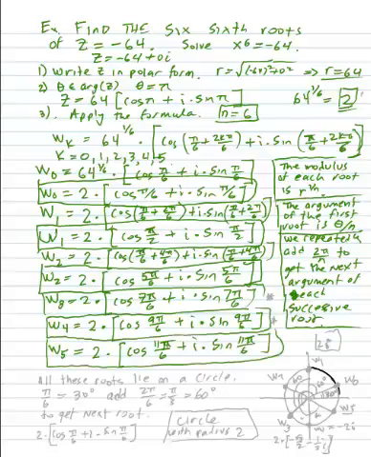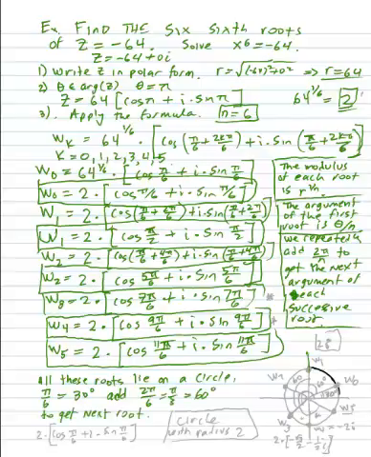The geometry of this: all these roots will lie on a circle. That first root, pi over 6, corresponds to 30 degrees. To get the next root, we want to add 2 pi over n, which is 6. So we're adding pi over 3, which is 60 degrees.